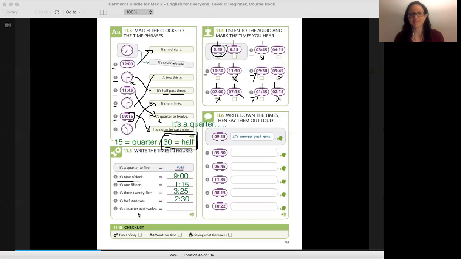And then number 5, it's 12:15. Remember, a quarter, 25% of an hour, is 15 minutes. So we would write it in numbers as 15. Yeah? It's 12:15.